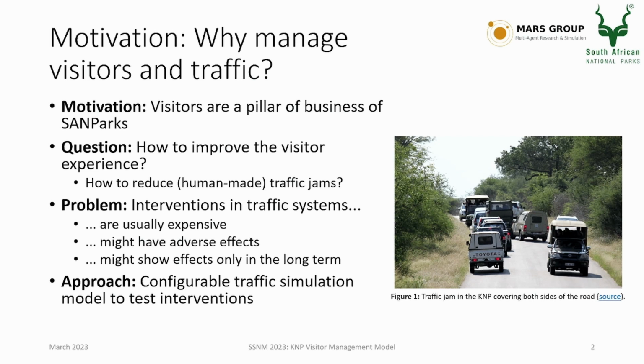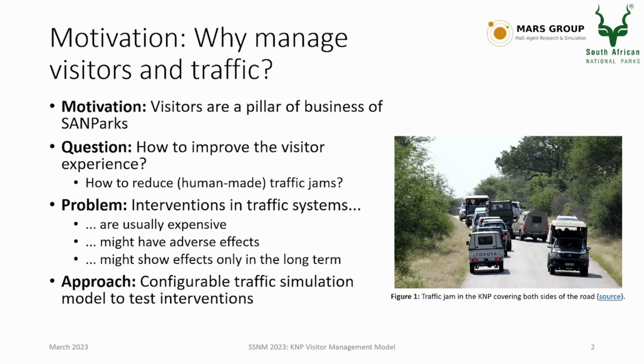So before getting into the model, let's just talk briefly about why this kind of analysis might be interesting. For one, visitors are an important contributor to Sandparks' revenue, but of course there are also sustainability-related concerns when looking at traffic and the amount of traffic that goes through national parks in general. So a question with respect to the visitors is how to improve the visitor experience, and in this case, how to reduce the number of traffic jams that occur in national parks. There are quite a few ideas and approaches to tackling this issue, but the problem with testing these in the field is that they either tend to be expensive or might have negative effects, or ones that we just didn't expect to happen.